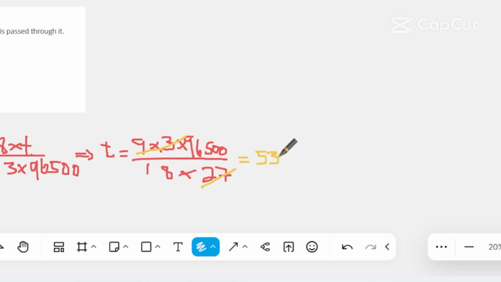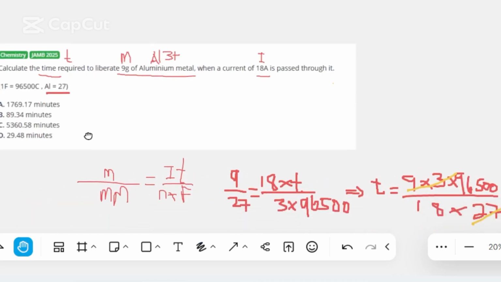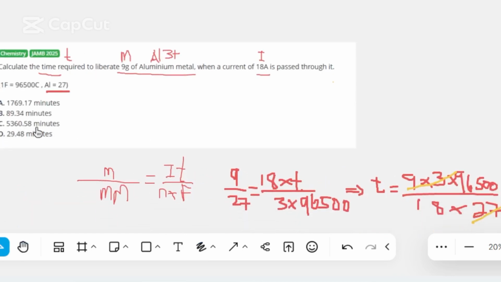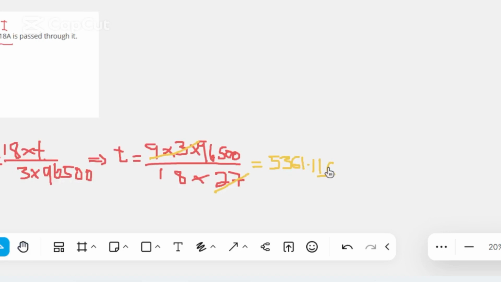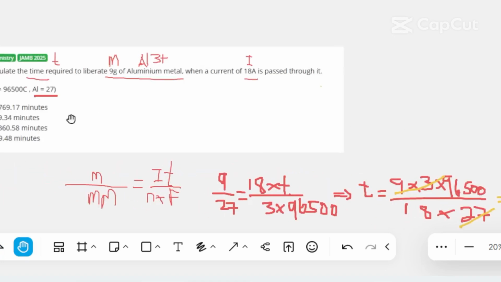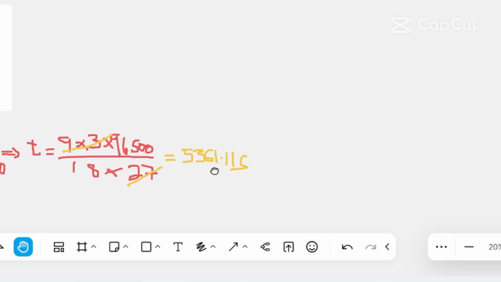5,361.11. Now this time, I said, is in seconds. But the funniest thing is that if you check your options, you will have that as well. You can see it's 5360.58. Some students would have chosen that answer because they already got that in seconds. But check, all your answers are given in minutes. So you have to convert the time you got here into minutes.